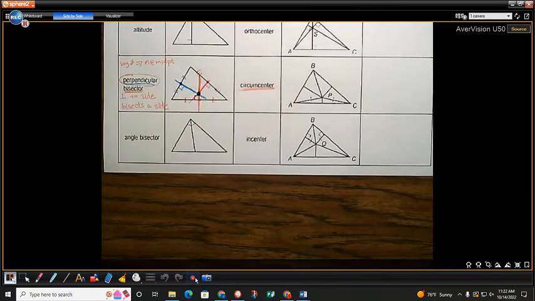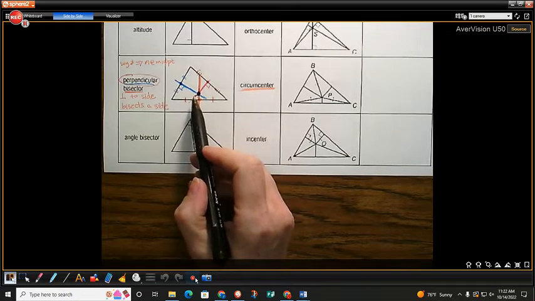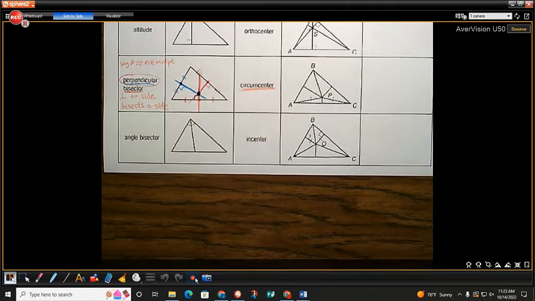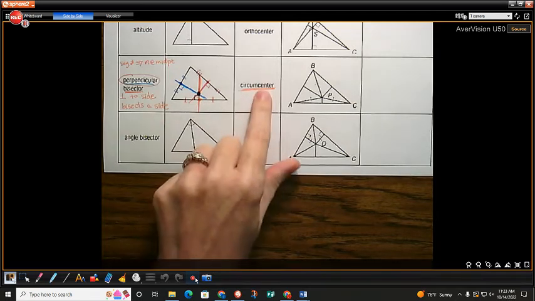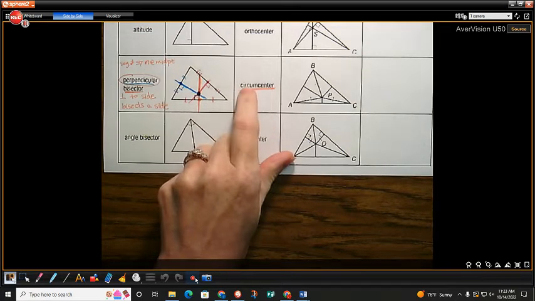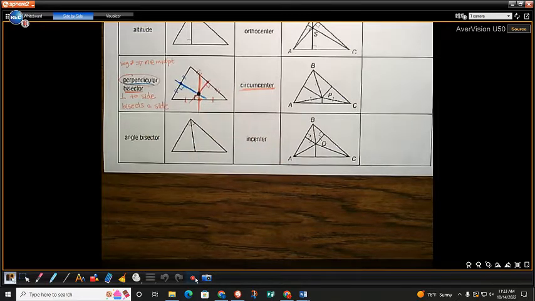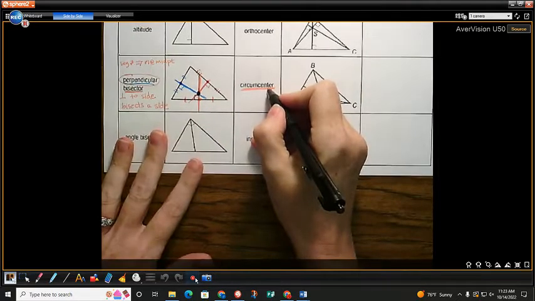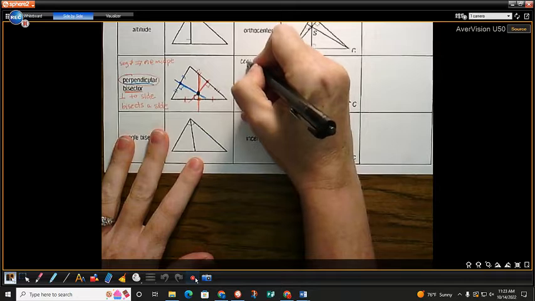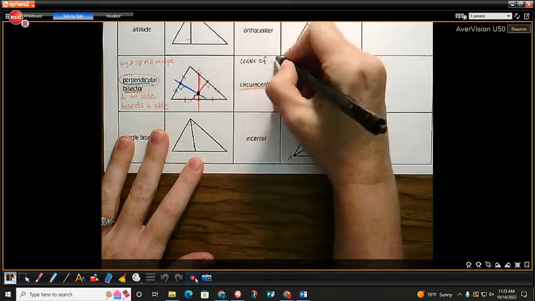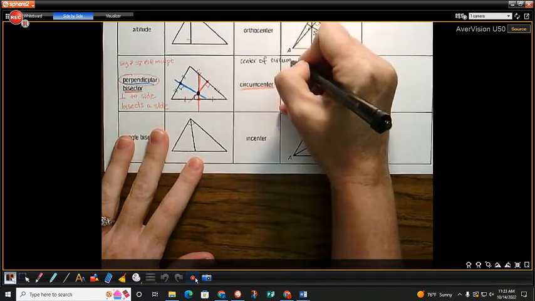Its name means something. What do you think circumcenter could possibly be talking about? The center of something. Does that look like the center of the triangle to you? No. So it's the center of something else. What does circum make you think of? Circumference, or a circle. It's the center of what's called the circumcircle.